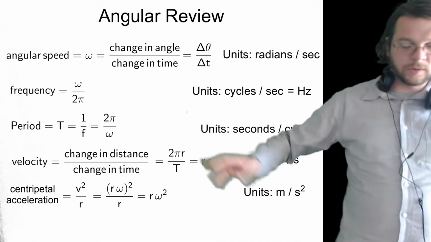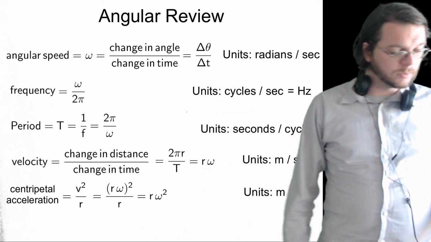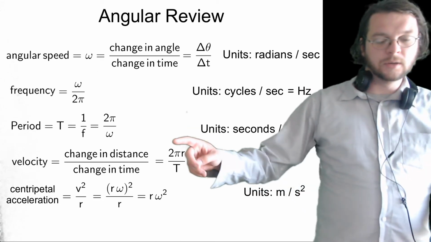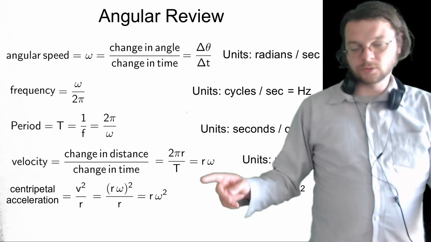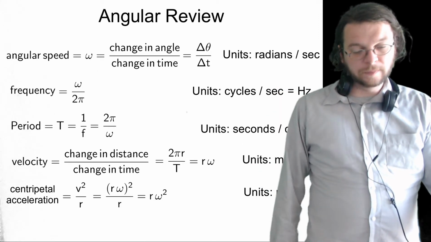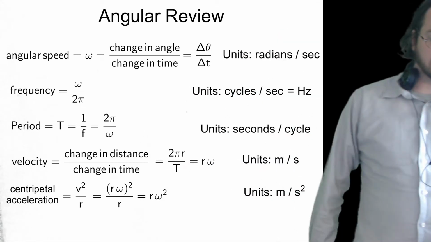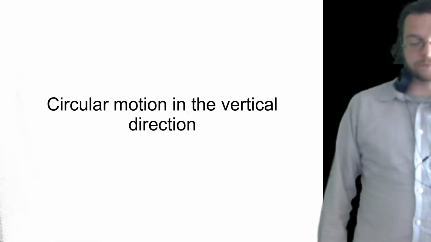And so if I give you one of these things, you should be able to get to the other ones, right? If I give you a period and the size, you should be able to tell me the velocity, and so on and so forth. If I give you the acceleration and the velocity, you should be able to tell me the radius, and so on and so forth. All right.